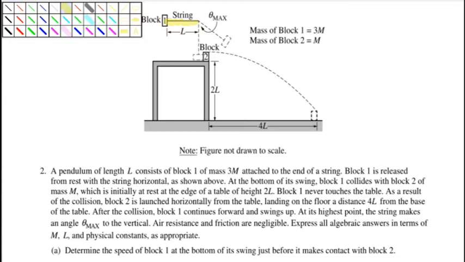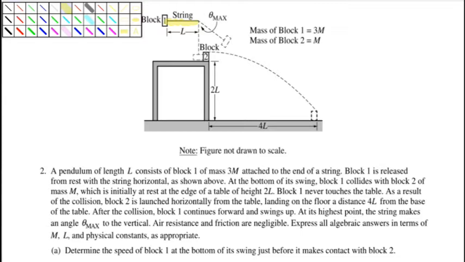After the collision, block 1 continues forward and swings up. At its highest point, the string makes an angle theta max to the vertical. Air resistance and friction are negligible. Express all algebraic answers in terms of m, L, and physical constants as appropriate.